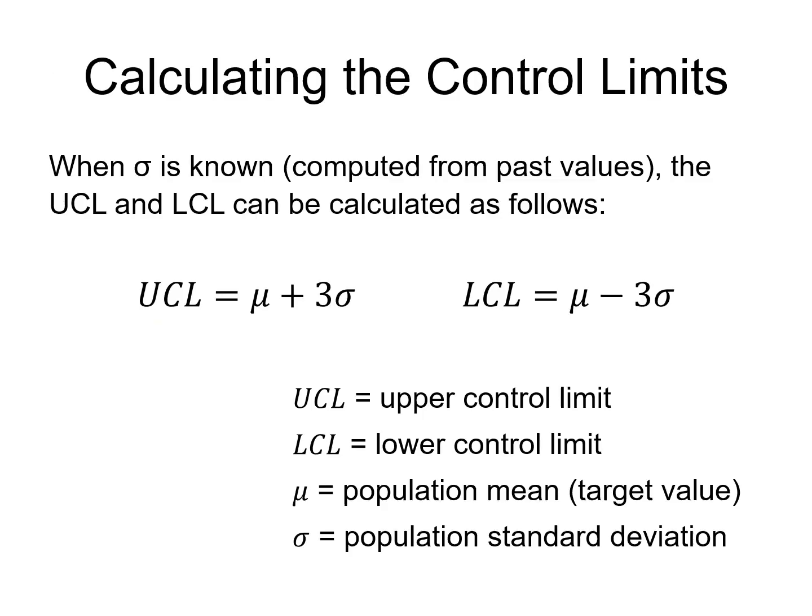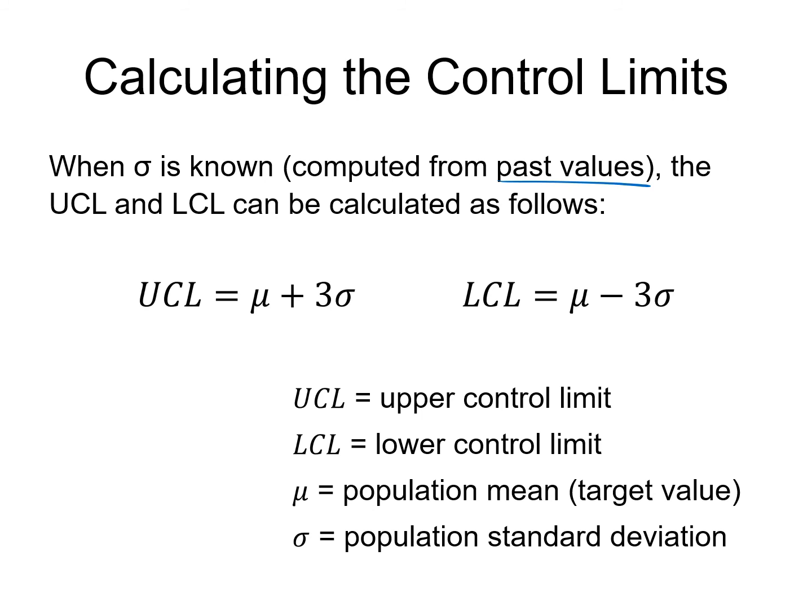So it's all well and good to be able to look at a chart and know if something is in control or out of control. That's obviously a useful skill and should serve you well if you ever have to deal with these limits. But you're also going to want to know how to calculate them. Thankfully, calculating them is not that big a task. So when sigma is known, when the standard deviation is known, it can be computed from past values, from data that we've collected earlier.